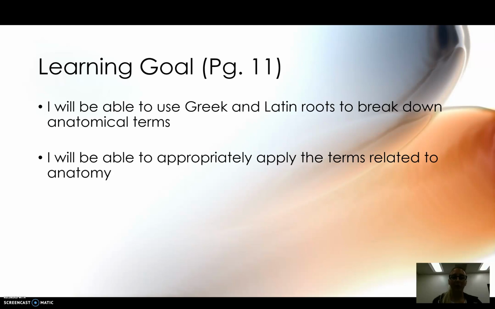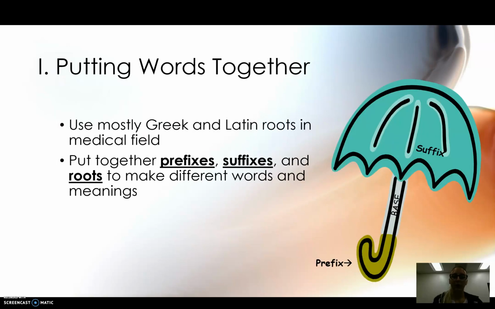Learning goal is I will be able to use Greek and Latin roots to break down anatomical terms, and I will be able to appropriately apply the terms related to anatomy. Anatomy uses a lot of different phrases and words, so we need to learn those. It's like learning another language so that we understand what others in the medical field are speaking about when they refer to these things. So first thing that we're going to talk about here is just putting words together.